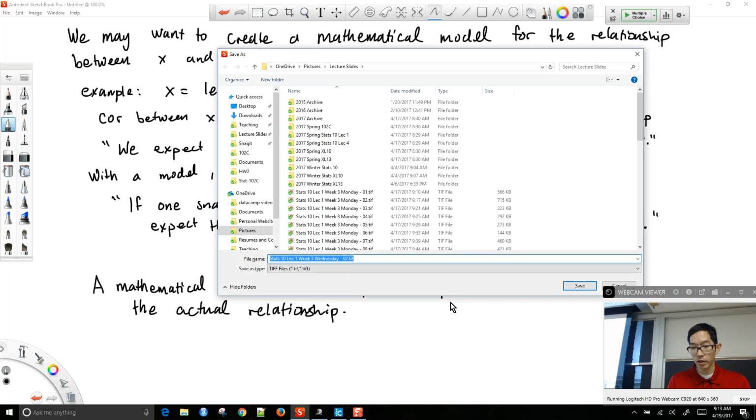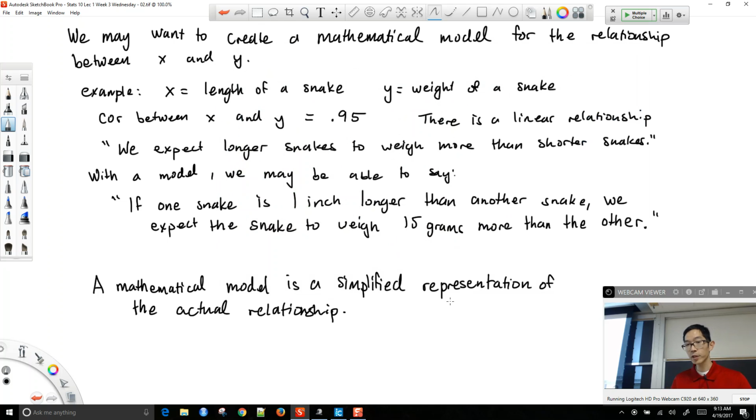Okay, if we think about what are the things that go into determining the weight of a snake, there are lots of different factors, right? One of them would be the length of the snake, but other things would be how recently it has eaten, what kind of diet it has, I don't know, genetic factors going into determining the weight of a snake. So the true relationship is quite complicated, okay?